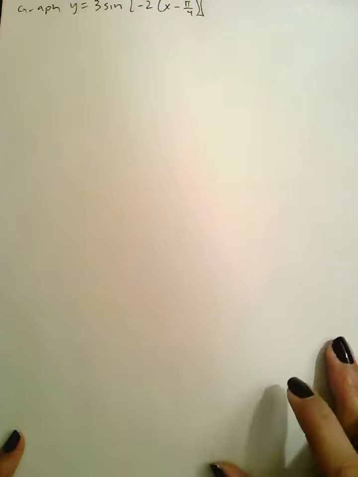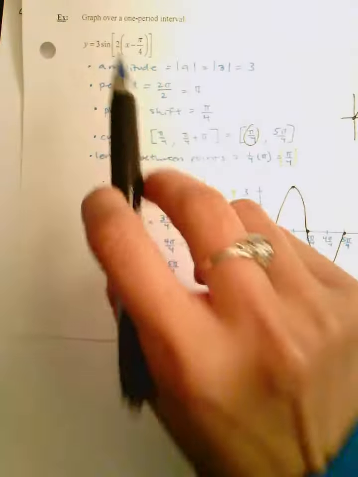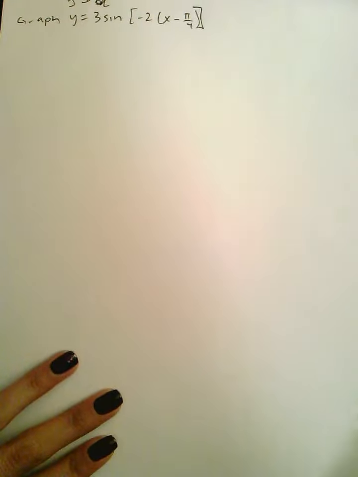Let's go ahead and graph now y equals 3 sine of negative 2 times x minus pi over 4. So the only difference between this example and the other example that we just did is that this sine function does have a negative in front of the 2.